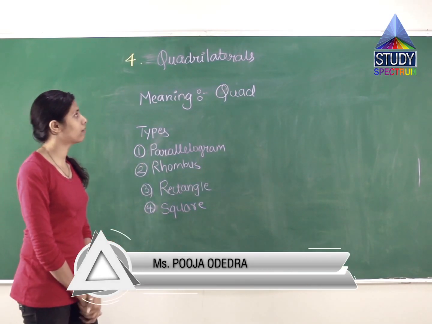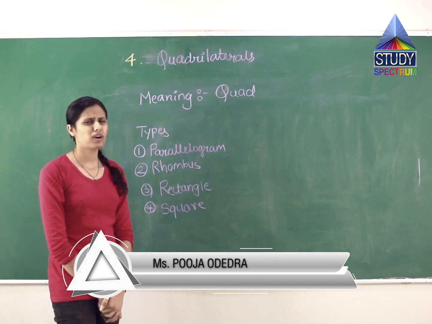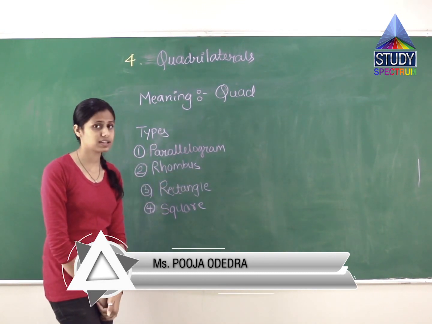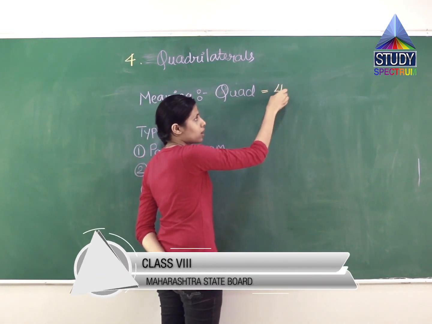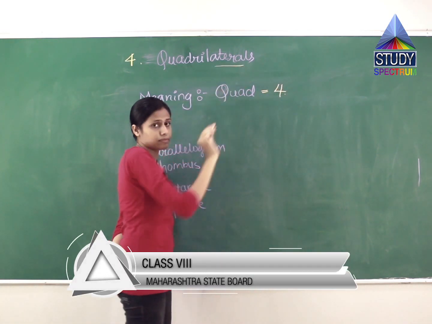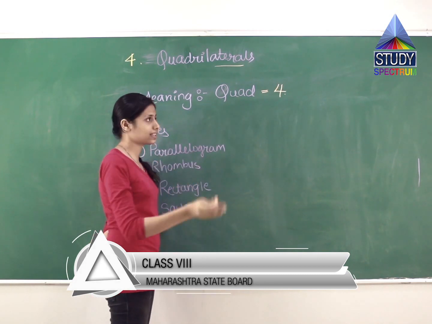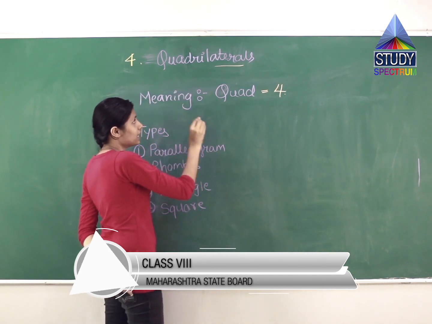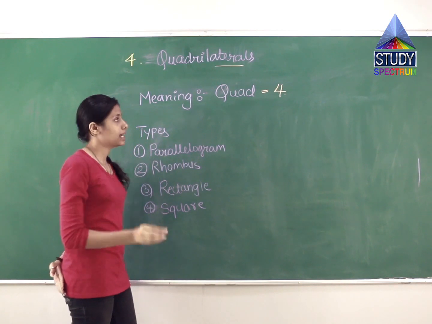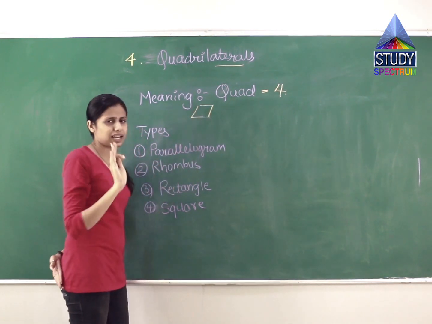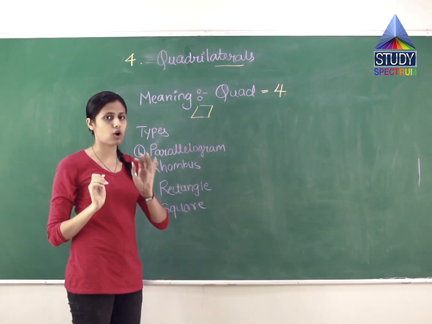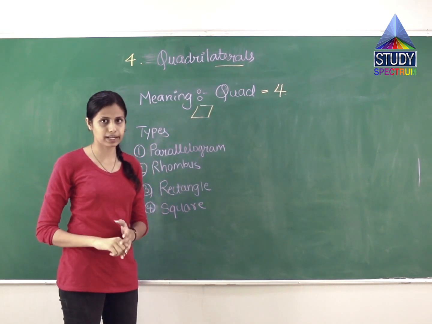Fourth chapter, which is quadrilaterals. What is a quad? First we have to understand the meaning of quad. Quad means four, and laterals means sides or anything that joins. So basically, what is the meaning of quadrilateral? It means four sides joining. It represents any diagram which has four sides or anything in four, like four angles.